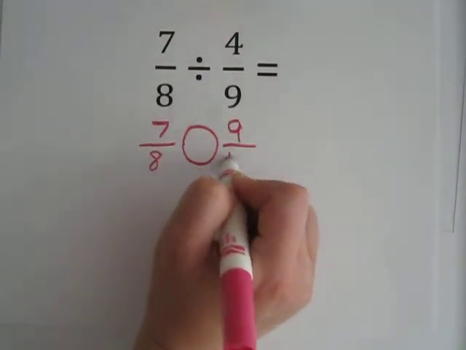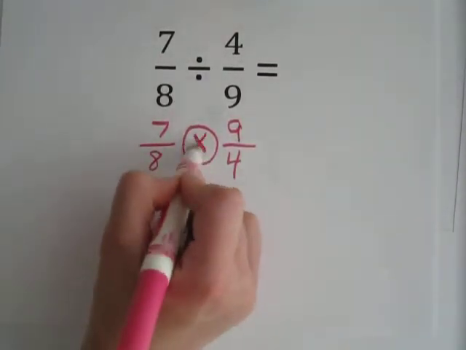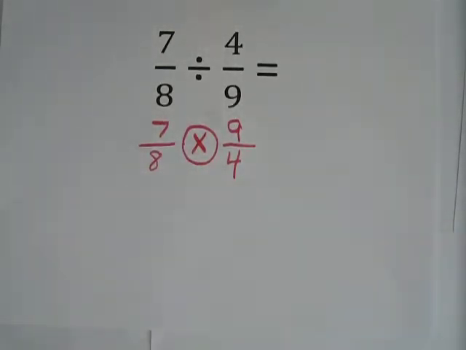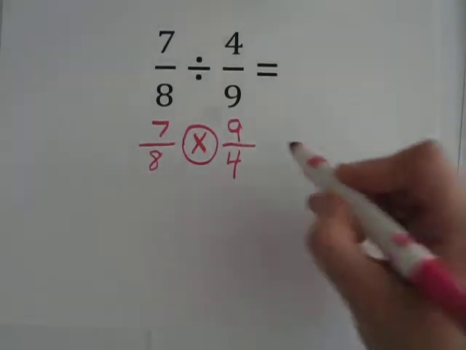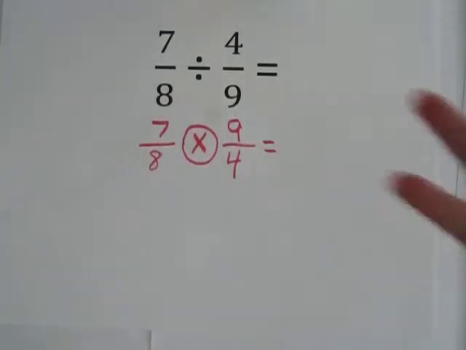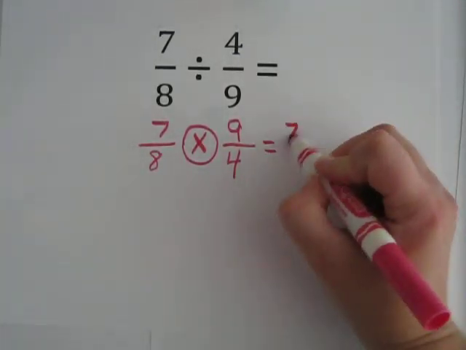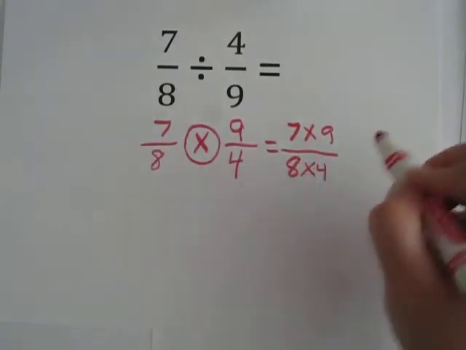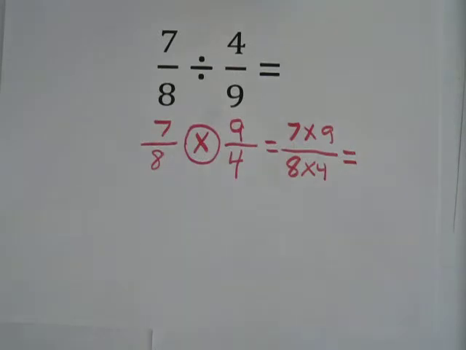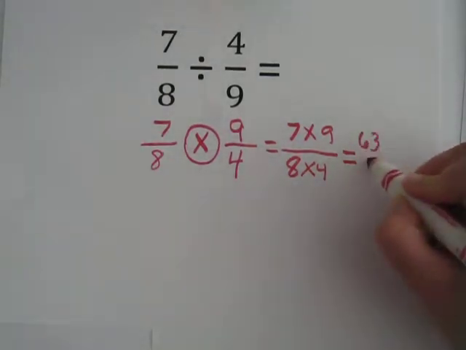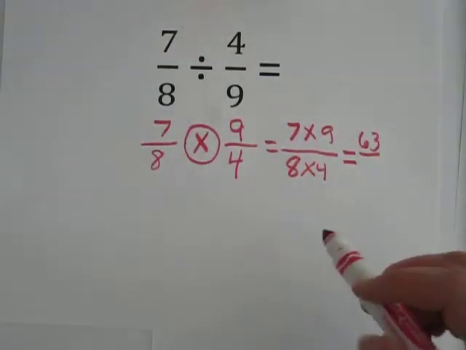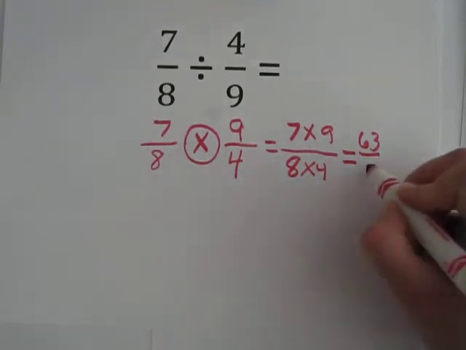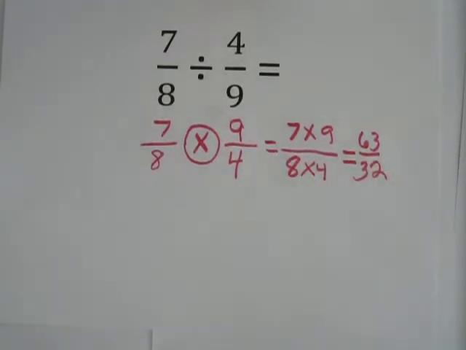We first flip the second fraction, then we change it to a multiplication problem. That way it helps us to remember not to forget to flip it. So now we're going to simply do like it's multiplication. So we're going to multiply our numerators, multiply our denominators. 9 times 7 is 63. 8 times 4 is 32.